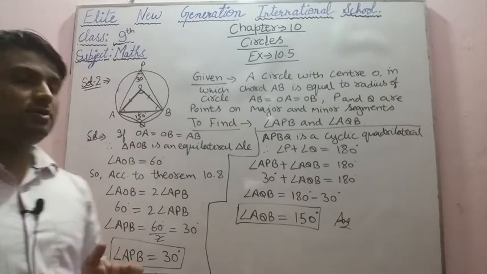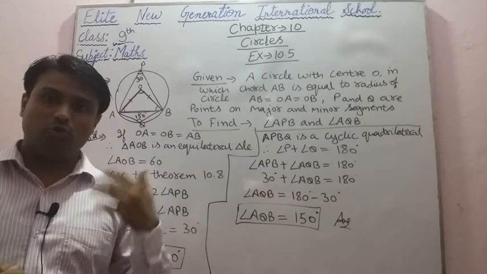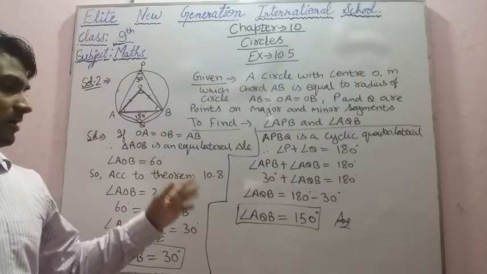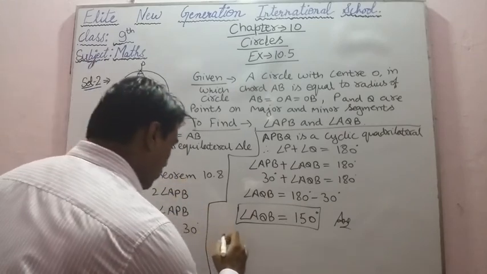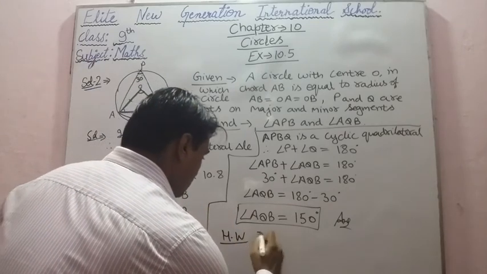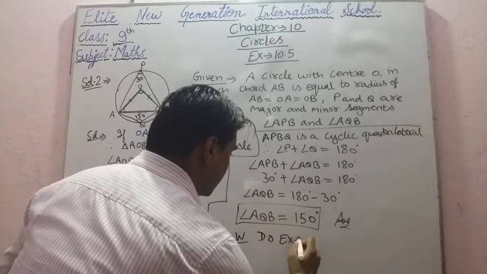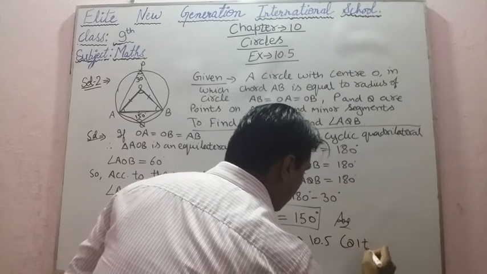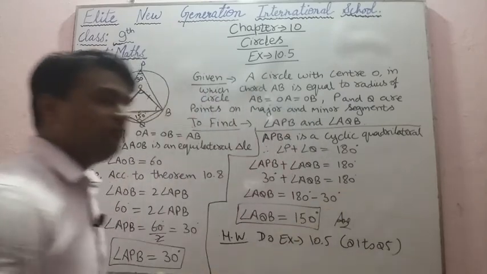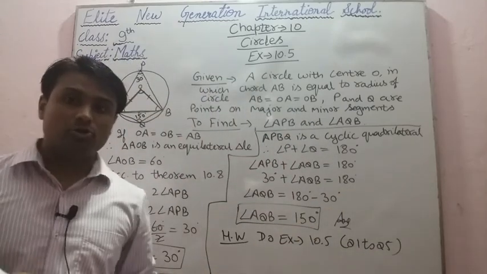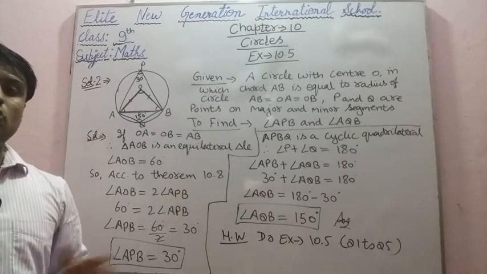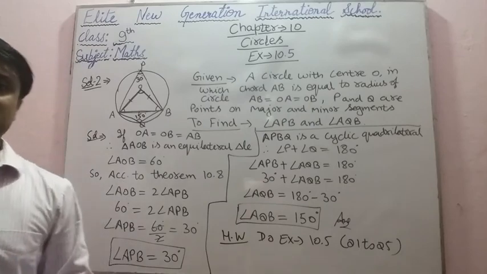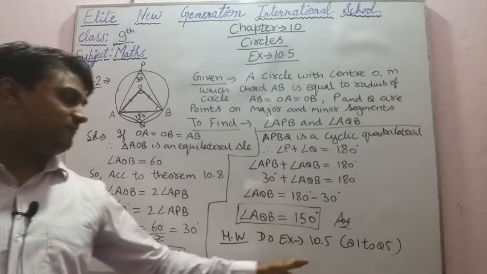Now the remaining questions of this exercise we will do in the next session. In this exercise you have to complete a total of 5 questions. So it's your homework. Do exercise 10.5 questions 1 to 5. First of all you will try questions 1 to 5 along with their theorems also. You have to try the theorems and all the solved examples also. So the remaining questions of this exercise we will do in the next session. Up to here you have to do 5 questions.